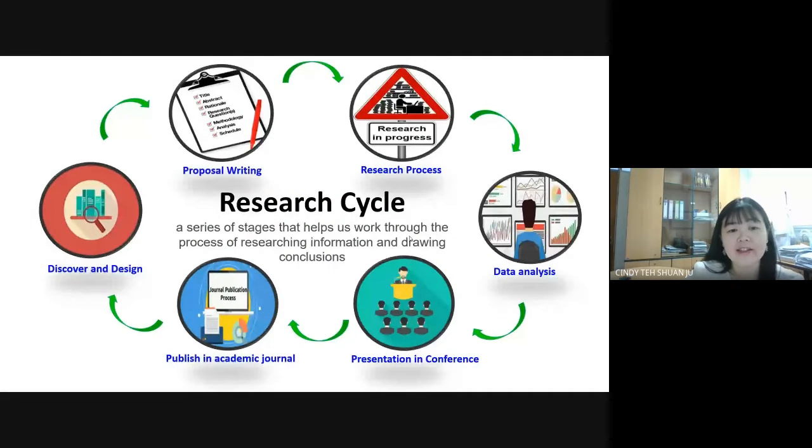So the research cycle is a series of stages that help us work through the process of researching information and drawing conclusions. Usually it all starts with the literature search. When you look at all the published reports and papers, you discover something new, you discover the gap, and you start to design a new project. Then proposal writing, and finally, you start the research. After you have done the research, you gather the data, present it at conferences and then publish in an academic journal. But what is lacking here?